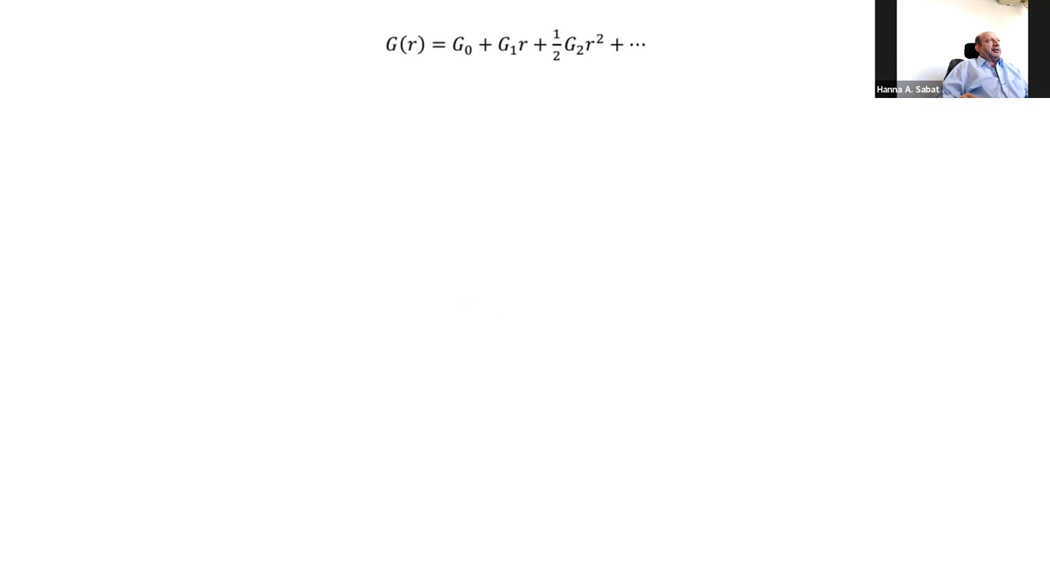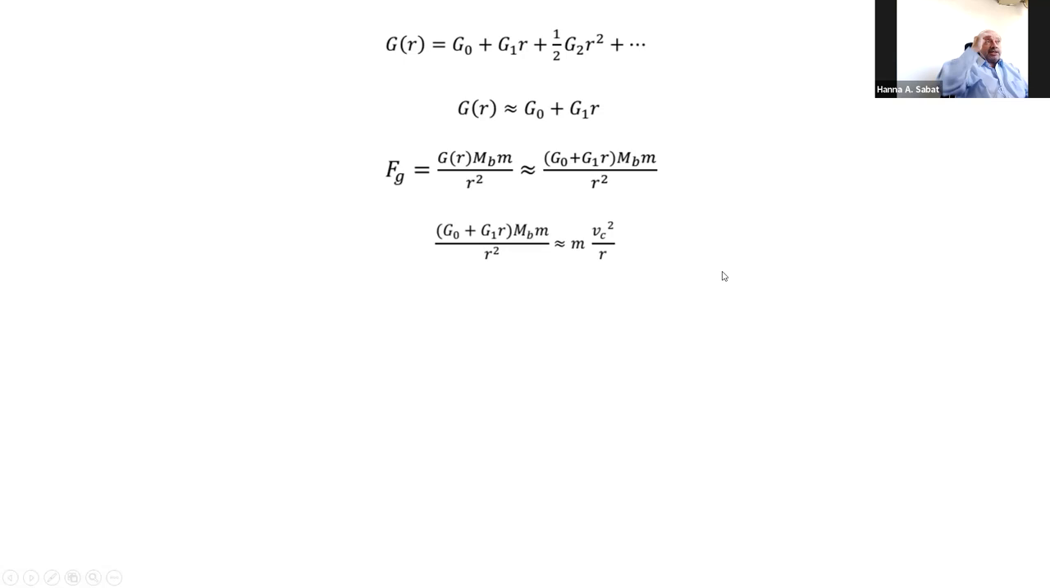Another possibility is that G is a function of distance or scale, G of R. So basically I assume that G of R has a certain functional dependence: G naught plus G1 R plus half G2 R squared, et cetera. We took only the first two, linearized terms, and inserted them into the equation of gravitational force. And we equated them with the centripetal force. We got this equation, which includes the classical regime and the new modified regime.